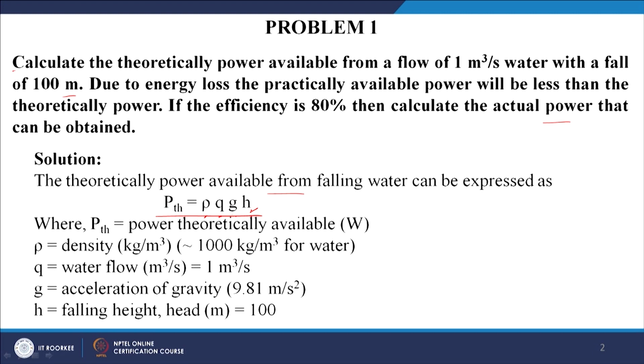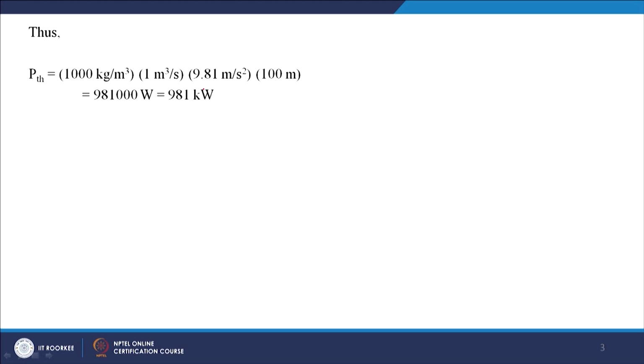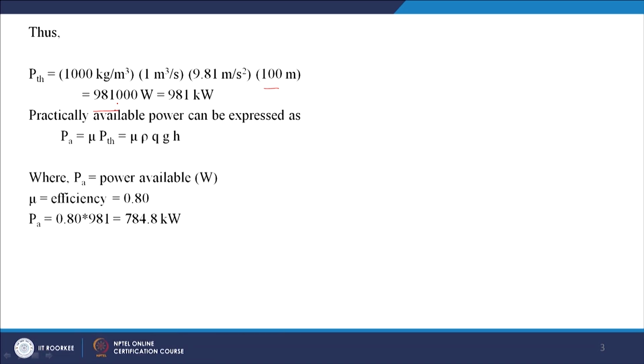In this case rho we can assume is equal to 1000 kg per meter cube for water, and Q is given as 1 meter cube per second. Then g is 9.81 meter per second square, and H is nothing but 100 meter, which is given here. So, we will put this in this expression and calculate the value of P_TH, and it is coming as 1000 into 1 into 9.81 into 100, that is equal to 981,000 watt or 981 kilowatt. So, this is the theoretically available energy.